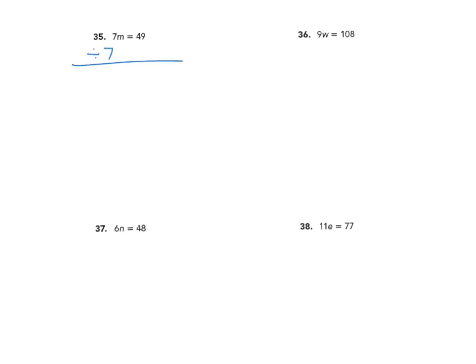This works the same way for multiplication and division. As long as I can undo what's happening, I can get an equivalent expression. If I look at number 35 here, it's 7m equals 49. That means 7 times m is 49. And the way to undo multiplying by 7 is to divide by 7. If I divide 7m by 7, I get a single m. But I also have to divide the other side by 7 to get 7. And now I know the value of m is 7.